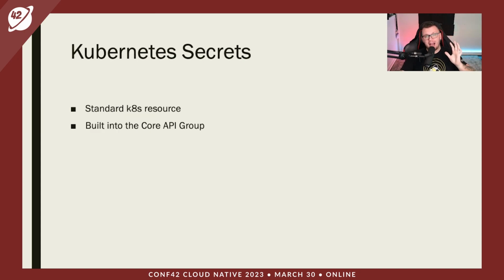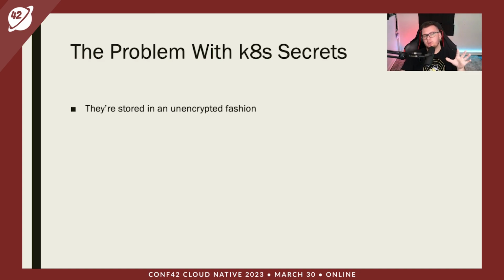Now, out of the box, Kubernetes does have the ability to create secrets. In the core API group, there is a resource that you can use to create secrets. However, here's the problem with Kubernetes secrets. Now, they are unencrypted by default. And what I mean by that is when you create a Kubernetes secret, it's stored in etcd, which is the Kubernetes data store. And then from in there, it's unencrypted. So there is zero encryption inside of etcd for the secrets.